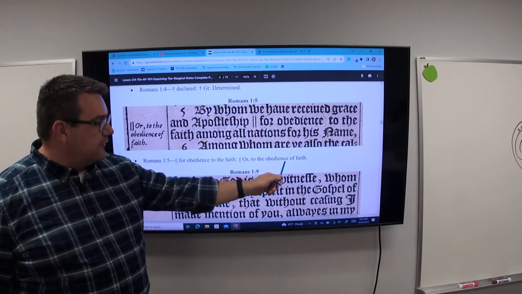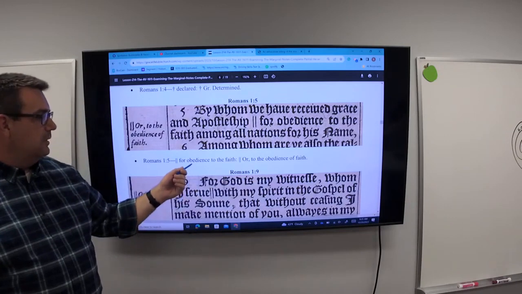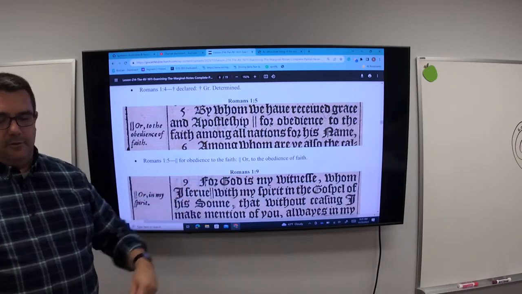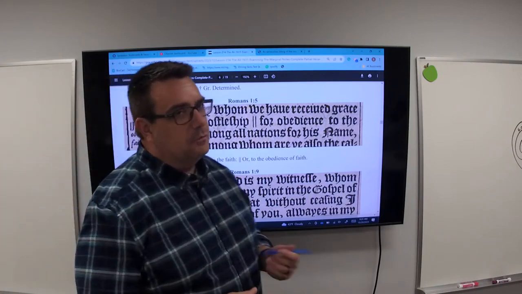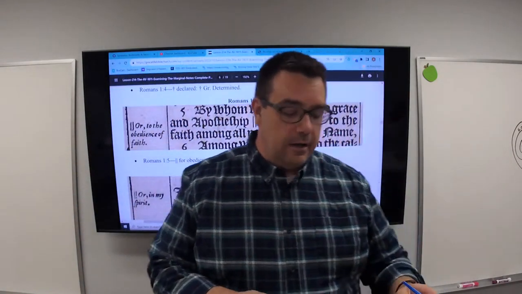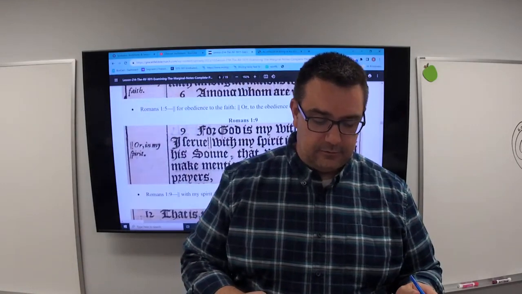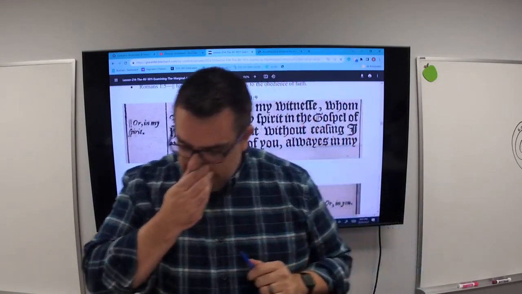So they're suggesting this could be a different English rendering than what this one. Is it essentially the same? There's no substantive difference in meaning between what the margin says there and what the main body of the text says. All right? Verse 9.